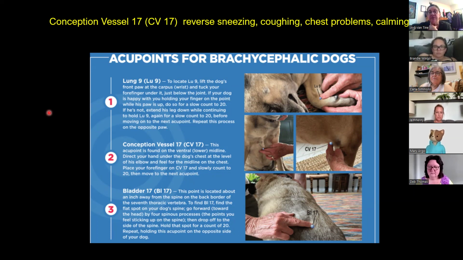Conception vessel 17 is also useful because it's good for any coughing or chest problems, and it's also a calming point. Clients have told me that when we used to use Benadryl to calm them, but now they just stroke and end up at conception vessel 17, and you can actually put pressure on it or do some massage, which is what this text describes, it redirects that lung qi down, and it's going to be calming. And a big part of relieving reverse sneezing is to calm them.